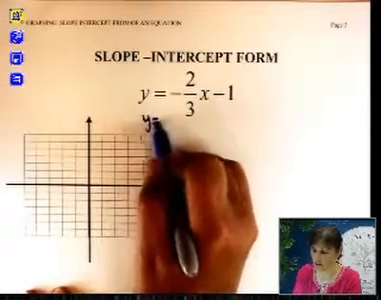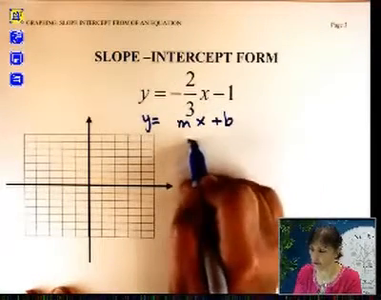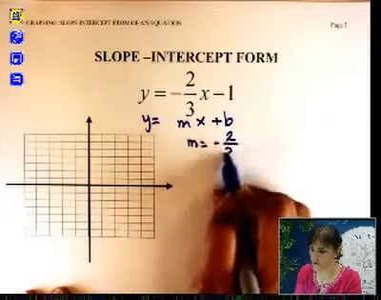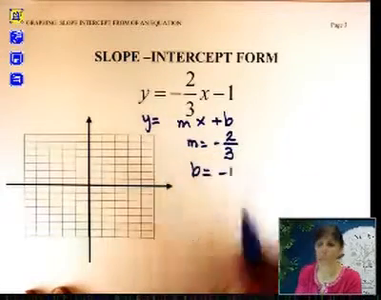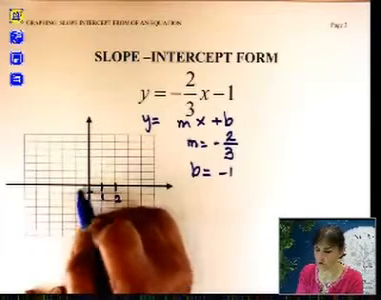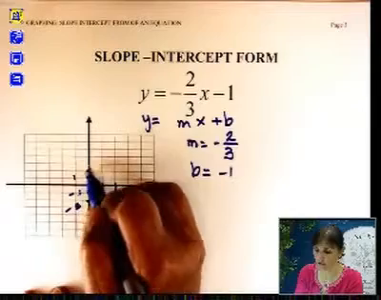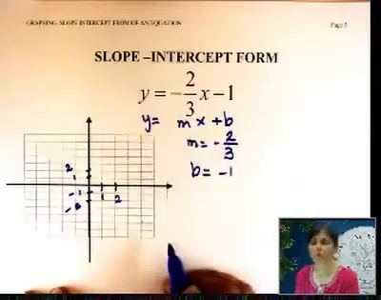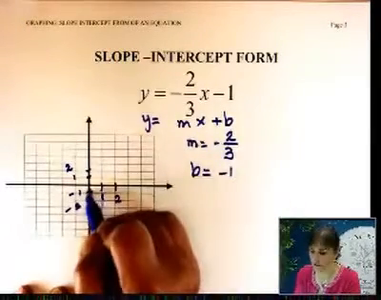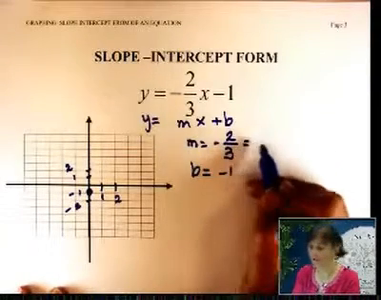Okay, now let's go negative 1. Let's match the letters and numbers. M equals negative 2/3. B equals negative 1. No problem. Here's 1, 2. Here's 1, 2. Here's 1, 2. I start with the y-intercept, negative 1. Let's look at that. When you have a negative, here's a trick.